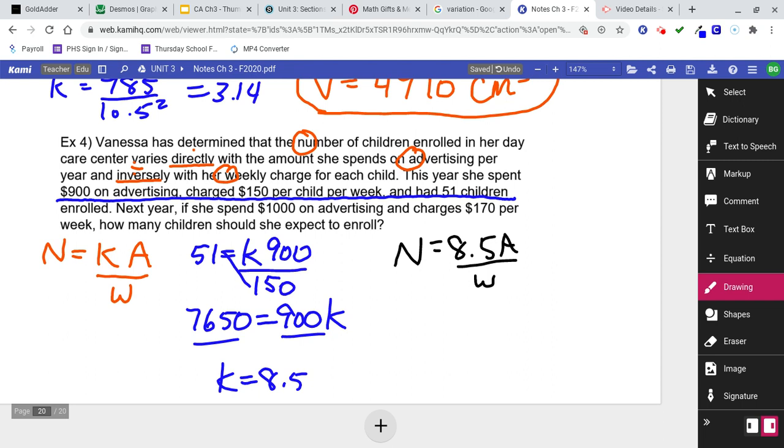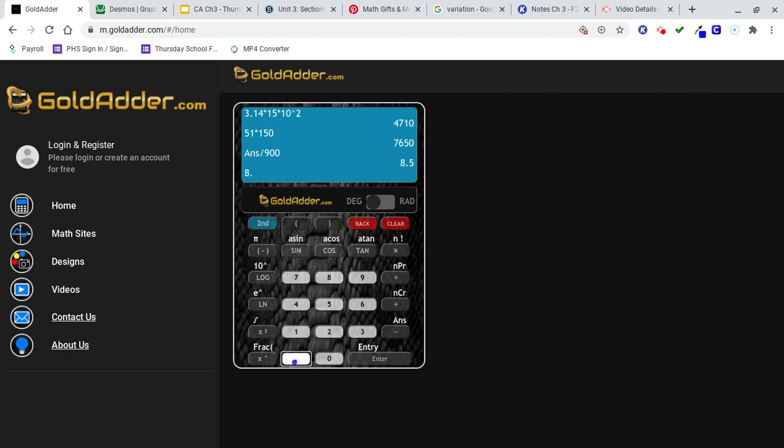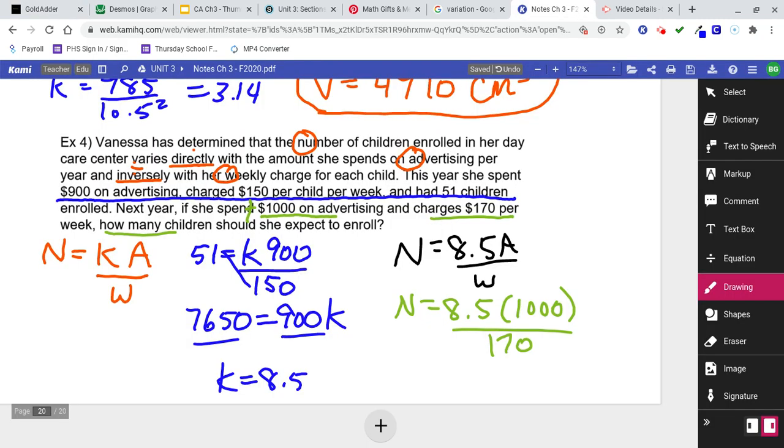So if she spent $1,000 on advertising and charges $170 per week, how many children? So they're asking for N. N equals 8.5. She spent $1,000 on advertising and charges $170 per week. 8.5 times 1,000 divided by 170 is 50. N equals 50. 50 what? How many children? 50 children.